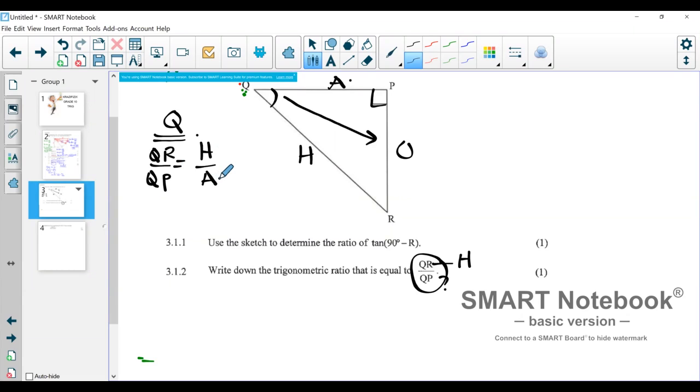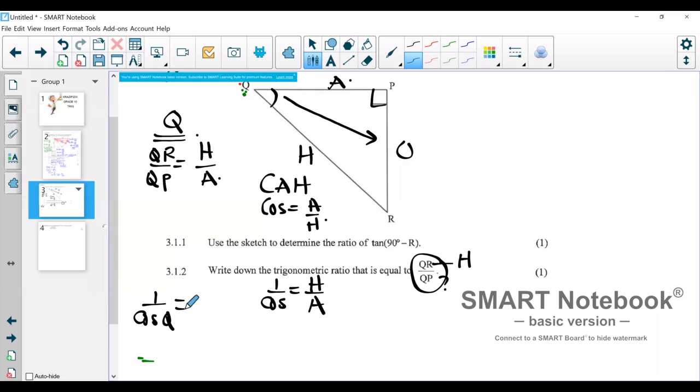This is actually the opposite of cos. Remember your cos, so cator. So cos is equal to A over H. But what is 1 over cos? 1 over cos is equal to H over A. And that is what we now have. H over A is simply 1 over cos. So can we then say that 1 over cos Q is equal to QR over QP? That is the trigonometric ratio.